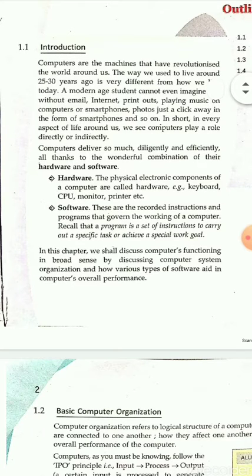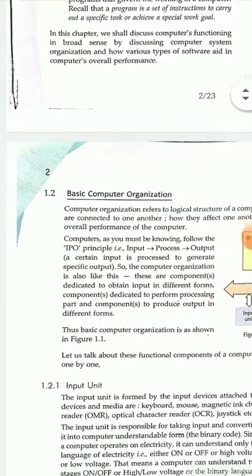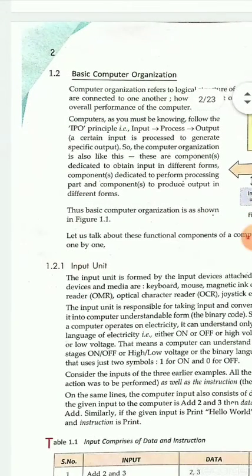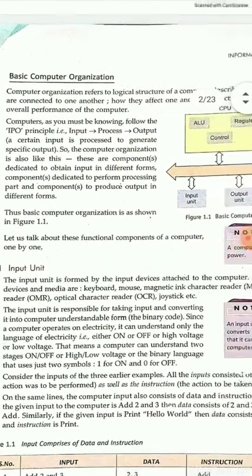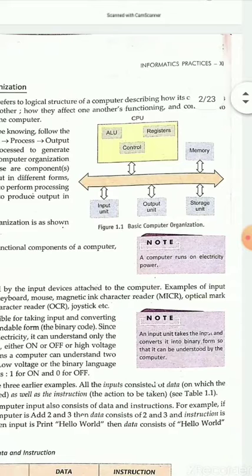So in this chapter we will discuss the computer and its functioning in a broader discussion. Let's start the first topic, that is basic computer organization. If you look at this diagram given here, figure 1.1, basic computer organization, it depicts that the computer is comprised of four basic units.